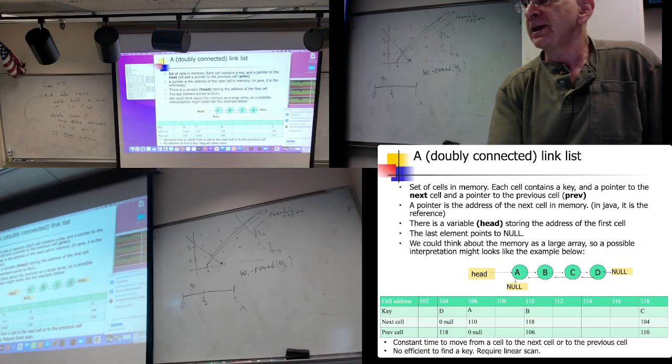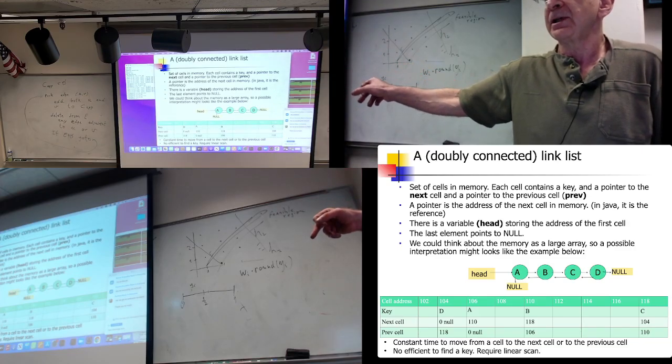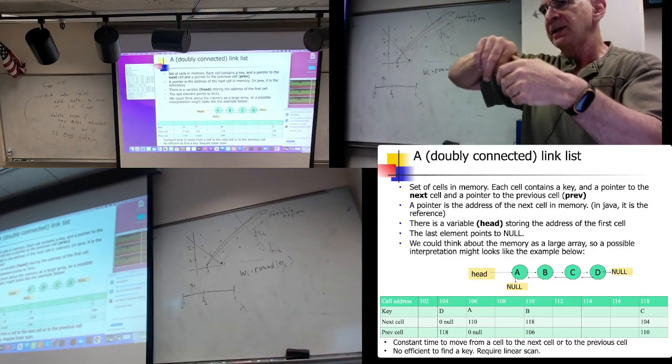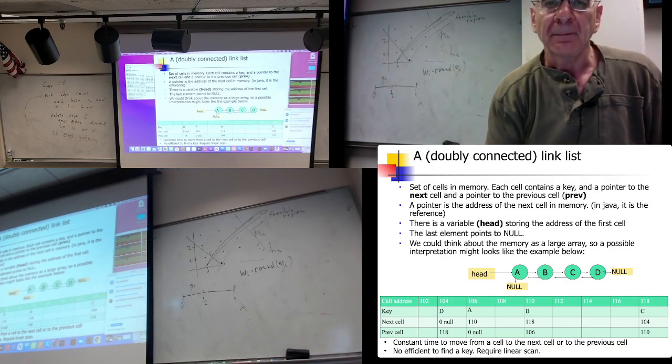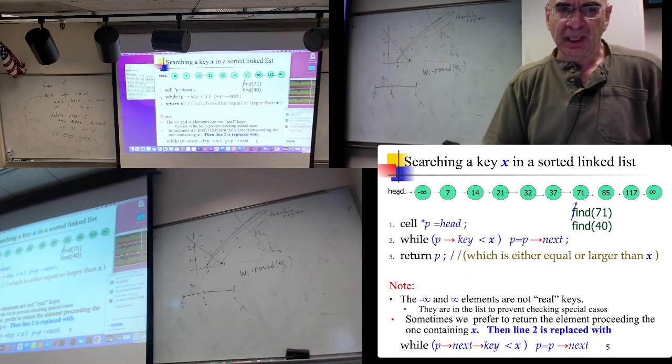Why would you like a list in general to be doubly connected instead of singly connected? It makes adding and deleting elements much easier. If I just show you an element in a singly connected linked list, you cannot delete it without knowing who is the element before it. So doubly connected makes it a bit simpler to move in both directions.